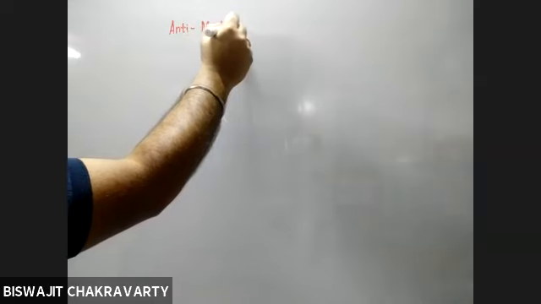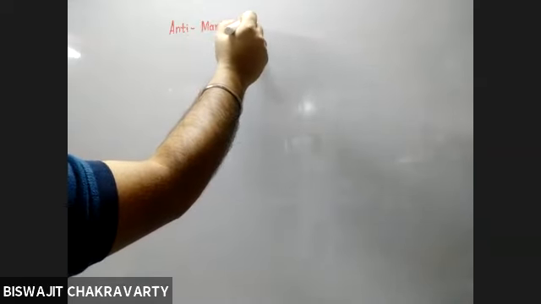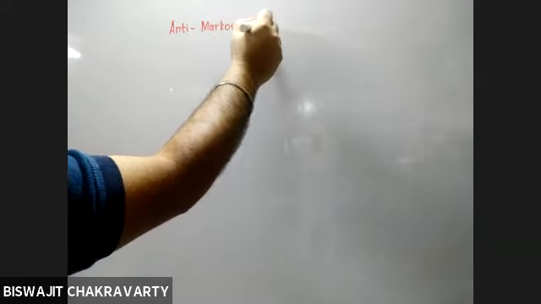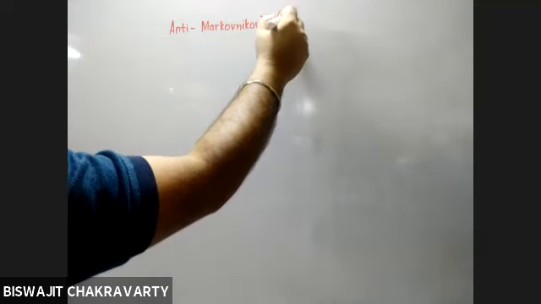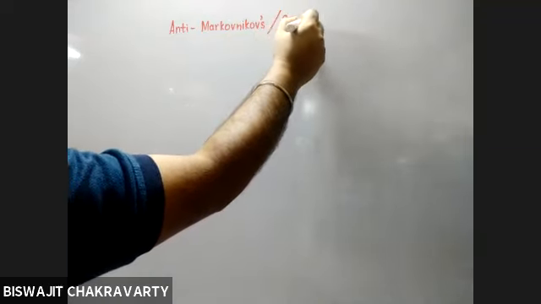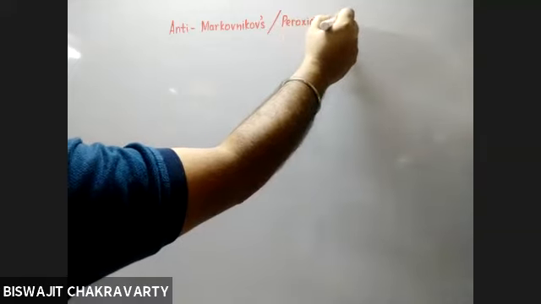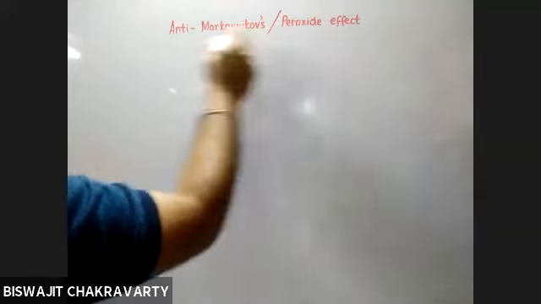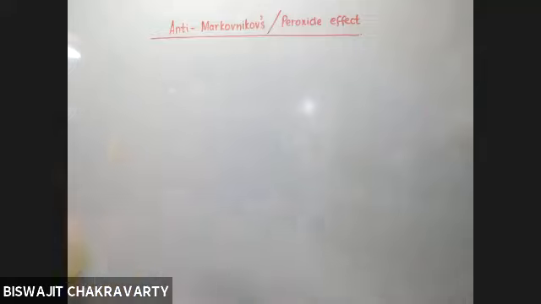Now there is a rule just opposite to Markovnikov's rule. What is that? Anti-Markovnikov's rule, also called the peroxide effect. Okay? Heard about it? Yes, sir.